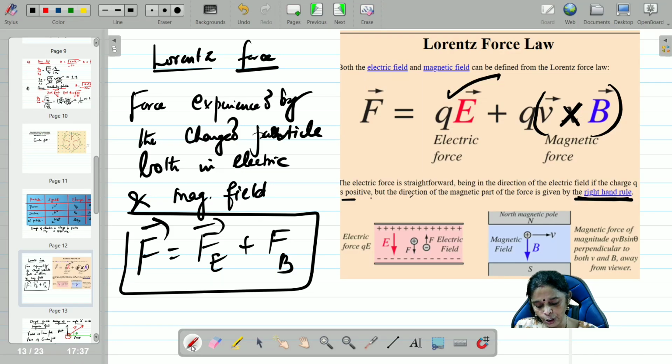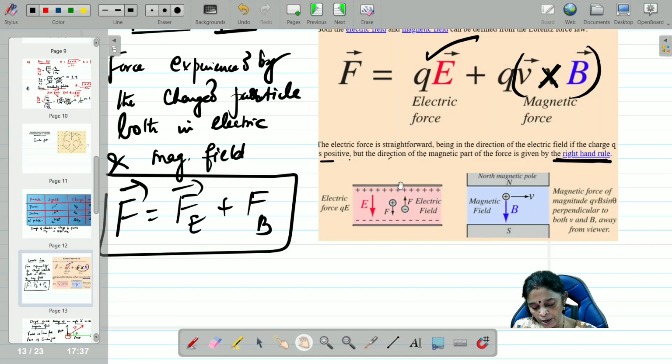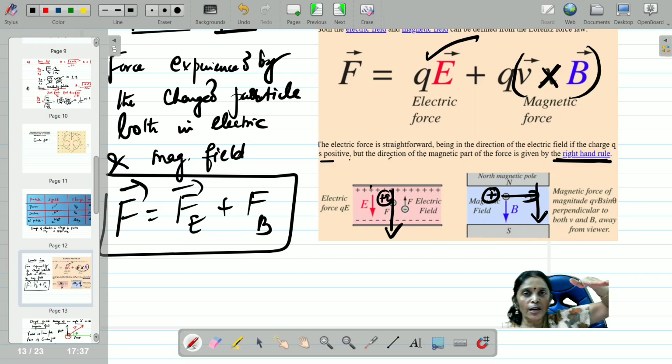You can see here, children, the electric force QE. Positive charge is placed in the presence of electric field. So therefore, what happened? It experiences a force downwards. But at the same time here, the magnetic field is acting north to south, downwards. Charged particle is moving perpendicular, no? So which direction is the charged particle? Towards the right. Where is the magnetic field? Down.